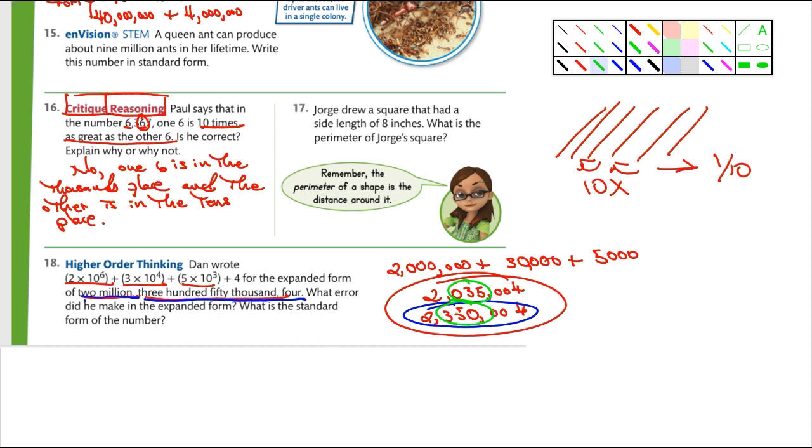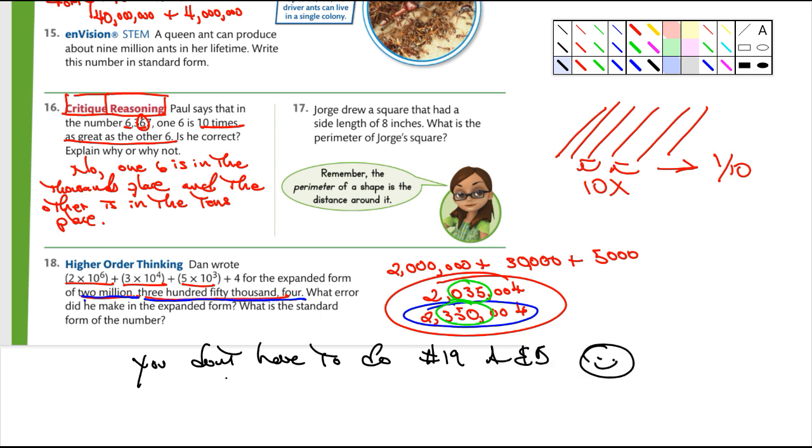And then I didn't copy the next 2 down, which I think was 19, part A and B. So guess what? If you watch this video, you don't have to do number 19, A and B. Yeah, how nice is that? Of course, if you didn't watch the video, then you're doing more work than everybody else.